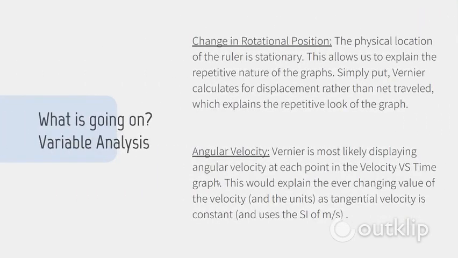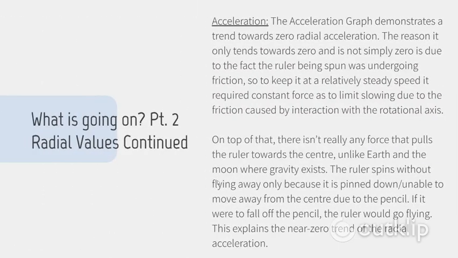Next is variable analysis. The change is rotational position when the physical location of the ruler is stationary. The angular velocity is most likely displayed at each point in the velocity versus time graph. The acceleration is a trend towards zero radial acceleration. The only reason that it is not consistently zero is due to human error and the friction of the spinning.